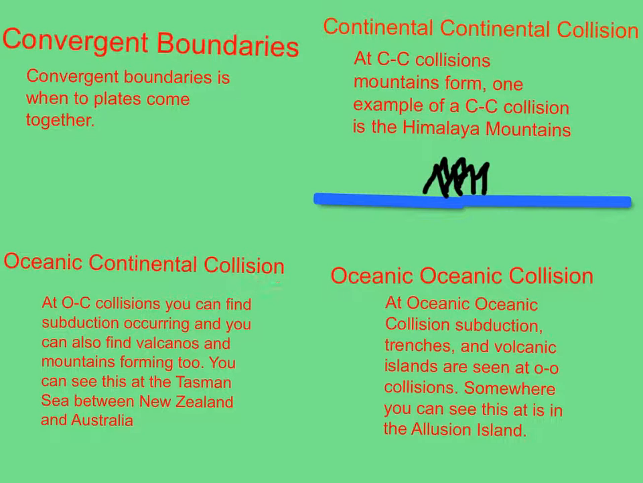Oceanic continental collision. At oceanic continental collision, you can find subduction occurring, and you can also find volcanoes and mountains forming too. You can see this at the Tasman Sea between New Zealand and Australia.